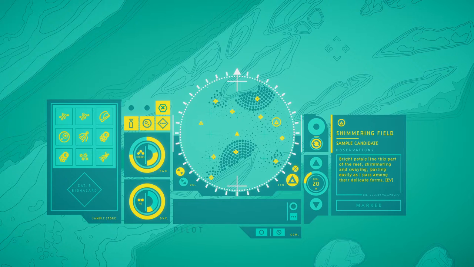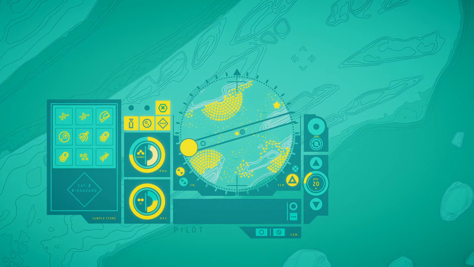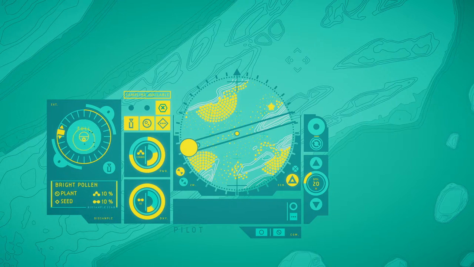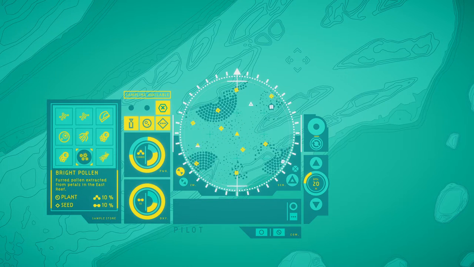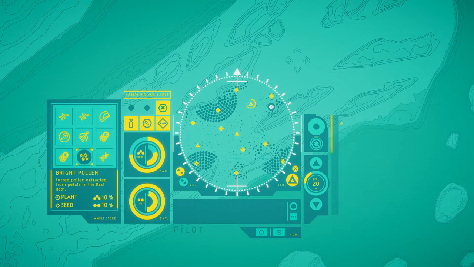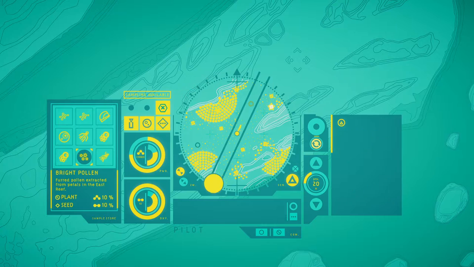Bright petals lie in the spread of the reef, shimmering and swaying, parting easily as I pass among the delicate forms. This canopy has many gaps between its higher stalks, as if something has fallen out or been removed from it. Fed by spores, shielded by a colony of stalks, this part of the reef seems to have fostered the ideal condition for its own survival.